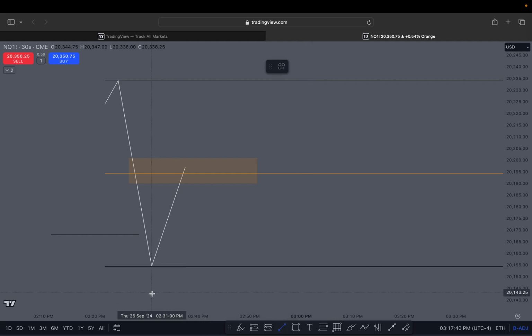Let's say it's down here at this low. This is our DOL. Let's say it's previous day high.